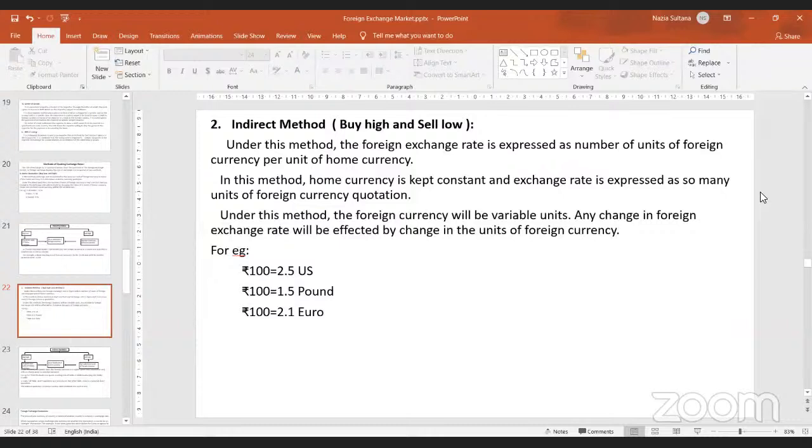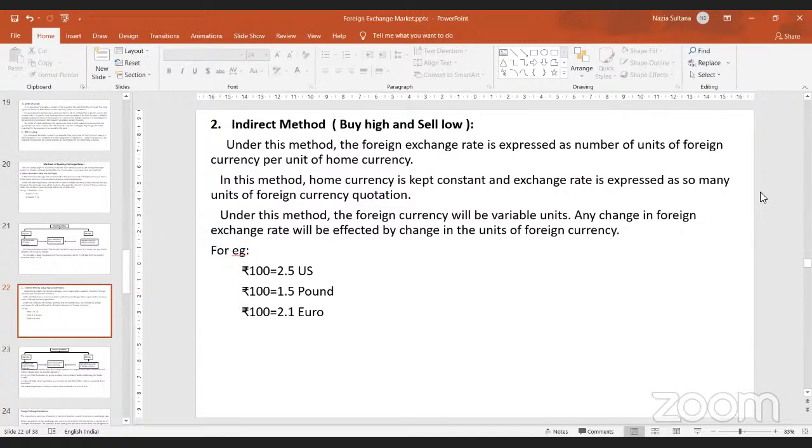So what are you doing? You are having a base figure for your currency, the number of units, 1000 rupees or 100 rupees. And then you express the other country's currency in terms of those units which are kept constant. Here you are given examples of 100 rupees. How much can 100 rupees get me in terms of dollars? How much in terms of pounds? How much in terms of euro?